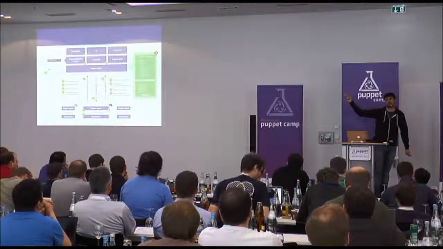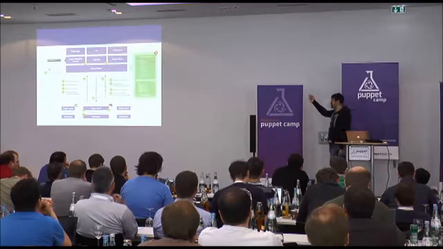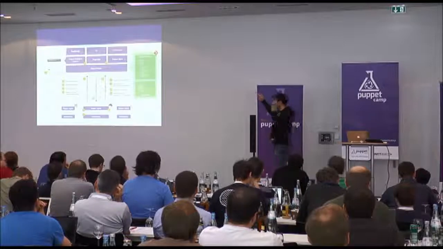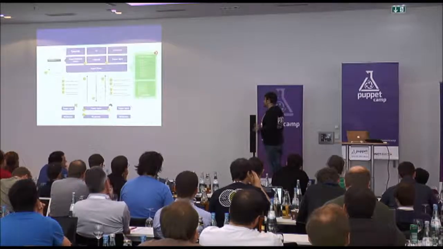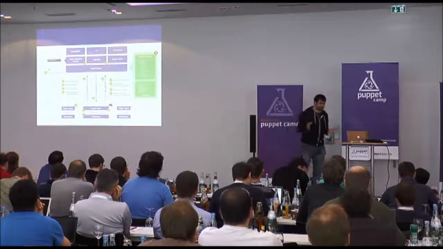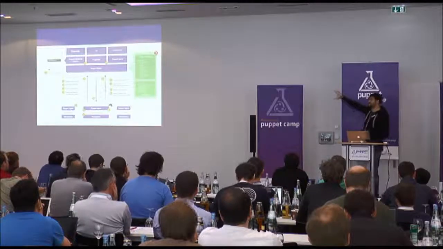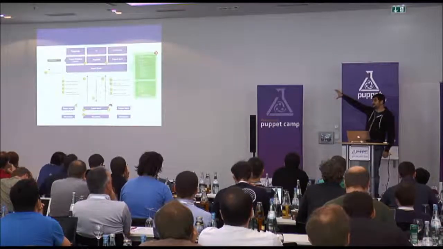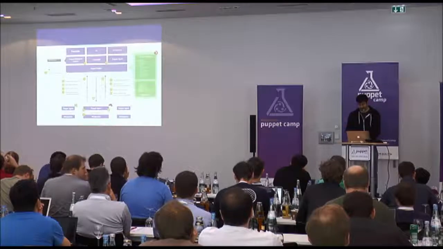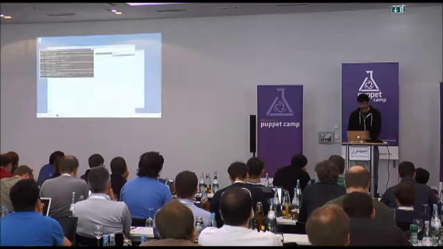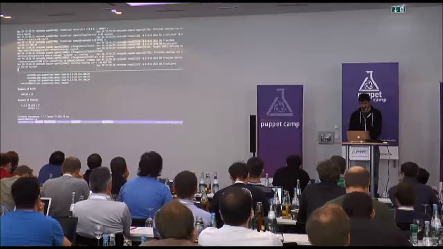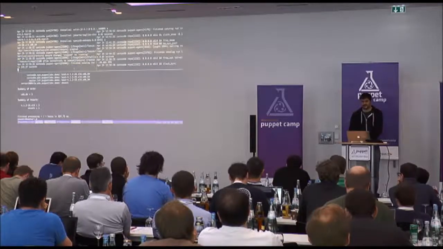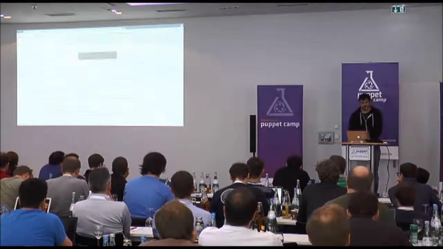MCollective, as I just told you, is an automation tool. Sorry, it's an orchestration tool. Again, it runs on a message queue. It's fully asynchronous. All these components that you see here are actually bundled with Puppet Enterprise. So, we just finished that catalog run. Let me just show you one thing.